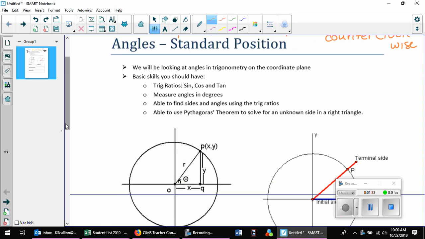All right, so we're going to look at it on the coordinate plane, like I said. You should already know your signposts: how to measure an angle in degrees, which we did yesterday, being able to find sides and angles using the trig ratios, and being able to use the Pythagorean theorem. Are you confident in these? Okay, cool, because that's what I'm assuming you can do moving forward. Our little review yesterday was it for me. If you're not as comfortable with it, it's not the end of the world, we just need to make sure you're practicing and reviewing it. But I'm assuming you can do all of those things.